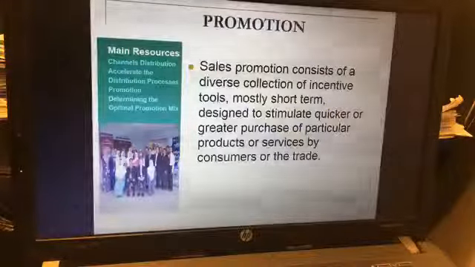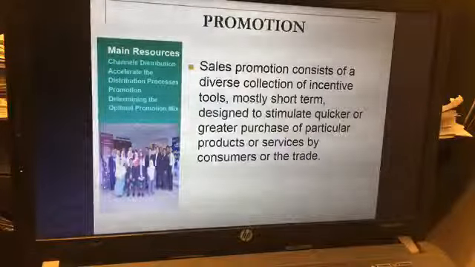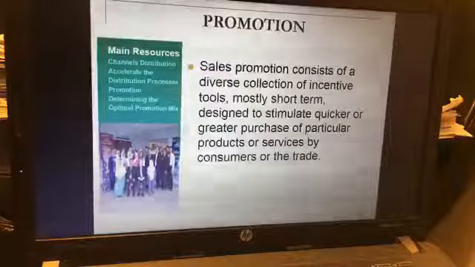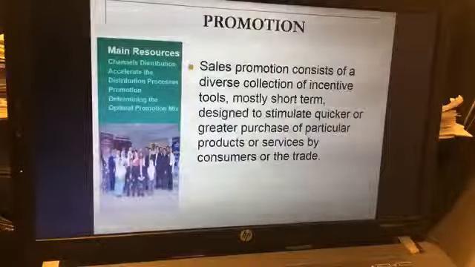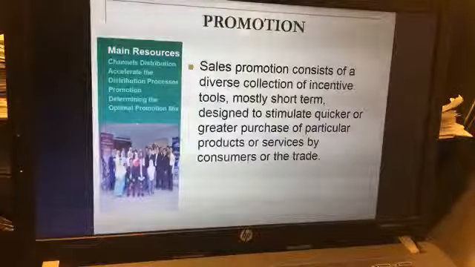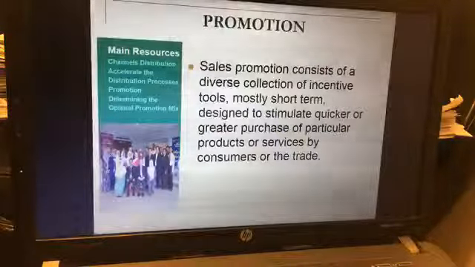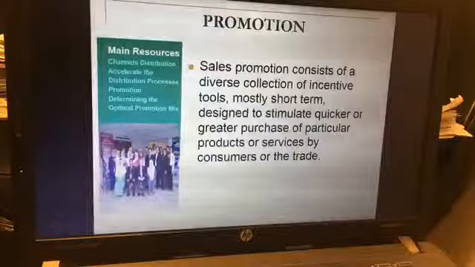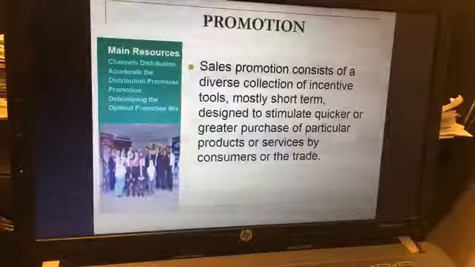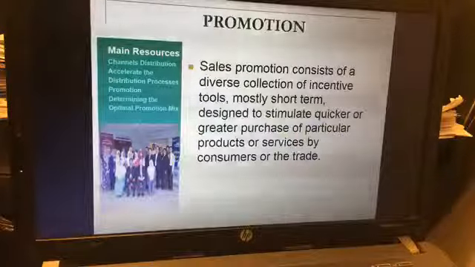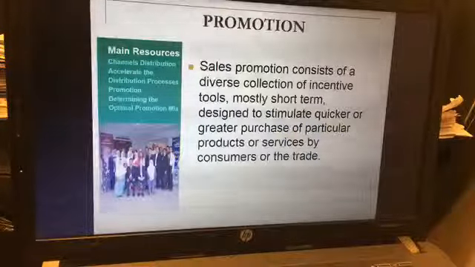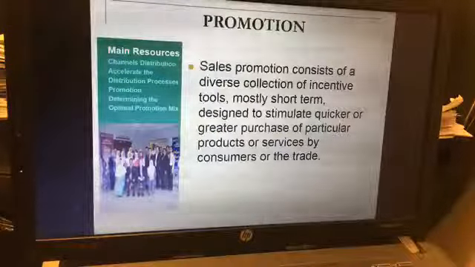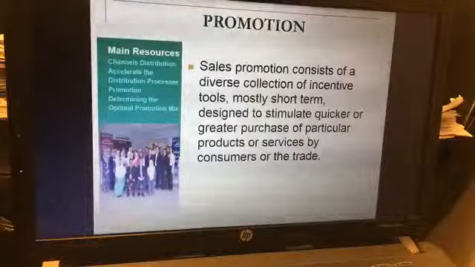All right, now sales promotion. I've shown you about the promotion just now. Now I'd like to go into further detail on what sales promotion actually is. Sales promotion consists of a diverse collection of incentive tools, mostly short-term, designed to stimulate quicker or greater purchase of particular products or services by consumers or the trade. We want people to buy our product, so we have to do the promotion.